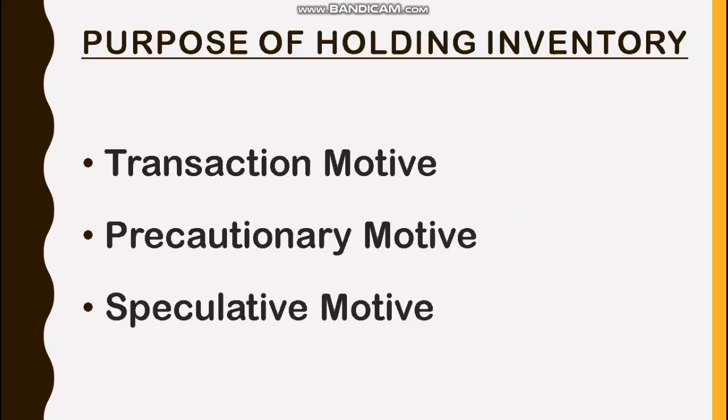Now what is the purpose of holding the inventory? There are three motives for which we hold inventory. First one is the transaction motive. For the smooth execution of sales orders, we hold inventory for transaction motive. Second is the precautionary motive, which necessitates the holding of inventories for meeting the unpredictable changes in demand and supply of material. Third one is the speculative motive, which induces us to keep the inventories for taking the advantage of price fluctuations and saving in the reordering costs.